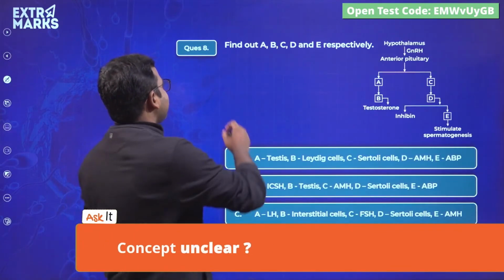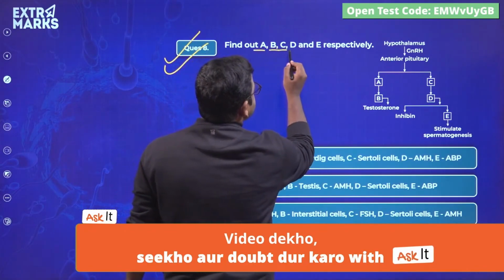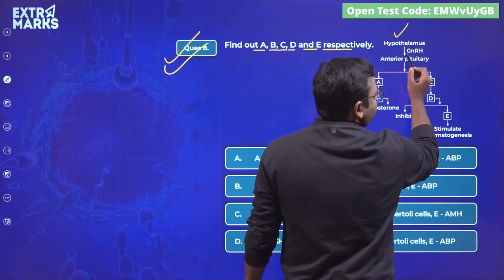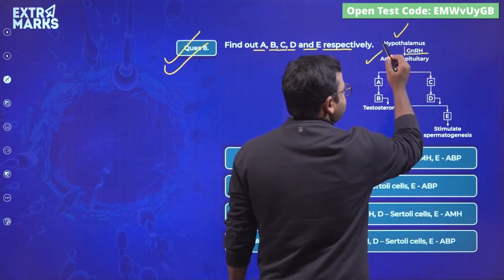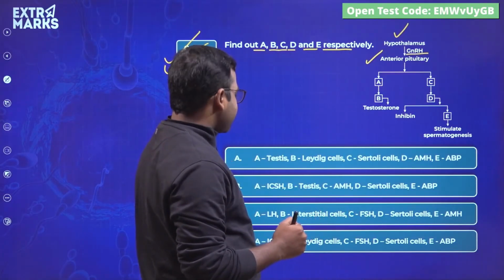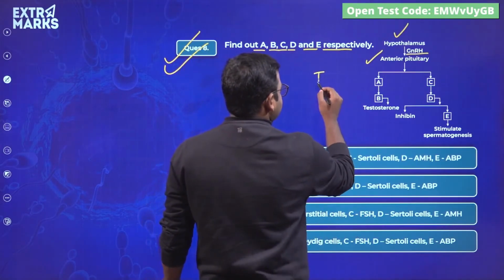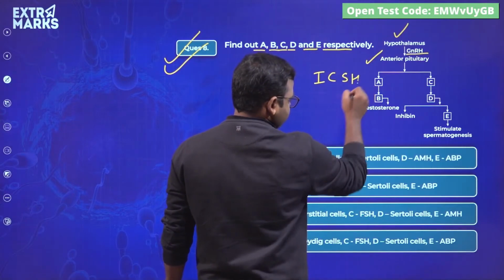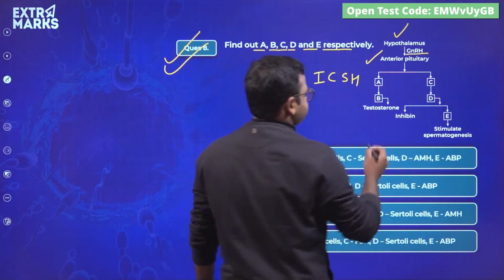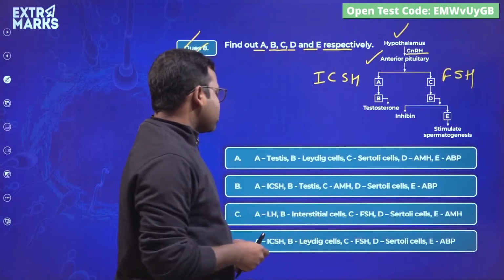Moving on, this is again an important question. Now you have to find out A, B, C, D and E respectively, right? Now you can see hypothalamus, gonadotropin releasing hormone, acts on the anterior pituitary, then 2 hormones are being released. Which 2 hormones are being released? You can see here, A is basically LH, you can say ICSH, right? Then what is this C? C is FSH, right?